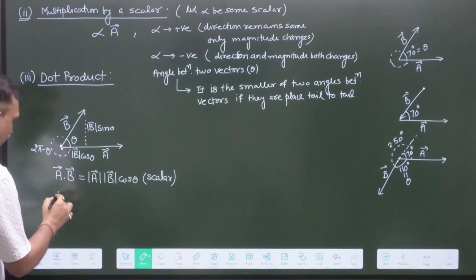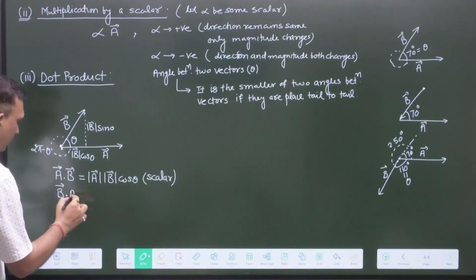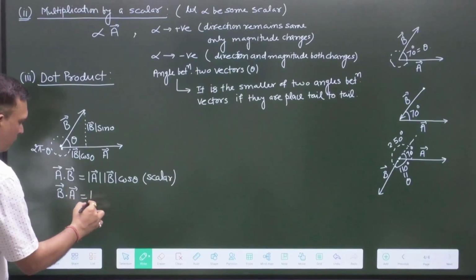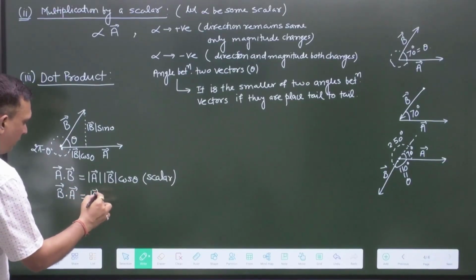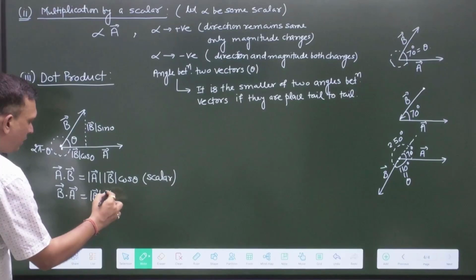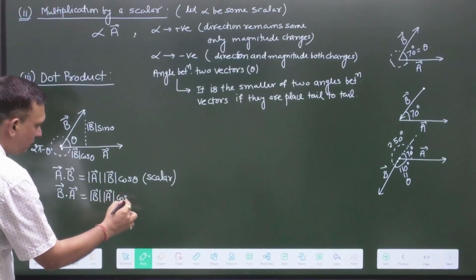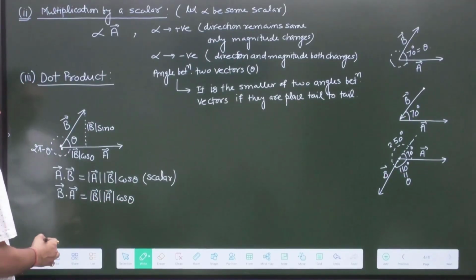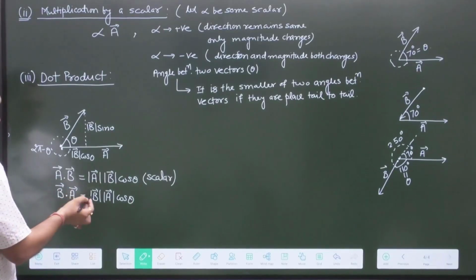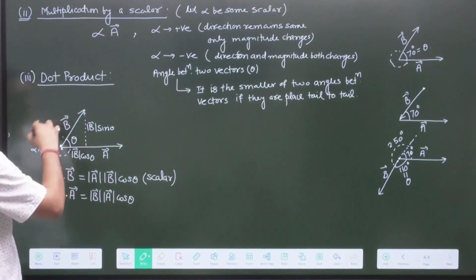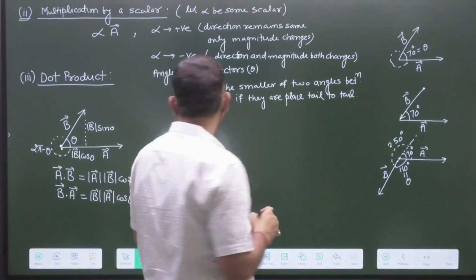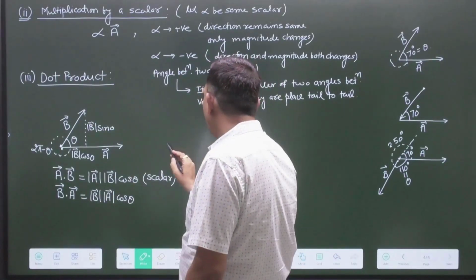Similarly, if you write B dot A, that will be mod B mod A cos theta, or you can say mod B into projection of A along B. Projection of A along B.